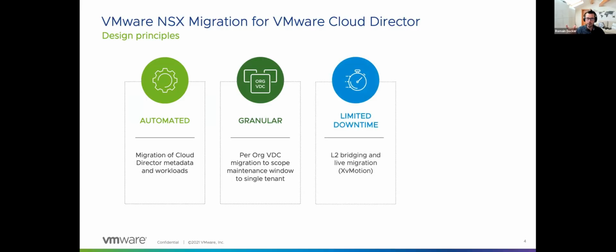Third, it has a limited downtime. The migration tool will automatically establish layer 2 bridging between the source VXLAN or VLAN or VDC networks and the Geneve destination VDC networks, so east-west communication is maintained. North-south, at some point, we have to do a switchover, so we have to cut connectivity for a moment, but it's quite limited. And we also move the workloads when everything is prepared using cross vMotion, so vMotion plus storage vMotion.